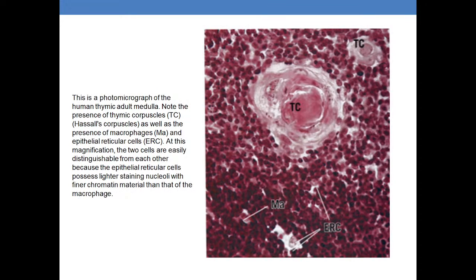This is a photomicrograph of the human thymic adult medulla. Note the presence of thymic corpuscles, Hassall's corpuscles, as well as the presence of macrophages and epithelial reticular cells. At this magnification, the two cells are easily distinguishable from each other because the epithelial reticular cells possess lighter staining nuclei with finer chromatin material than that of the macrophage.